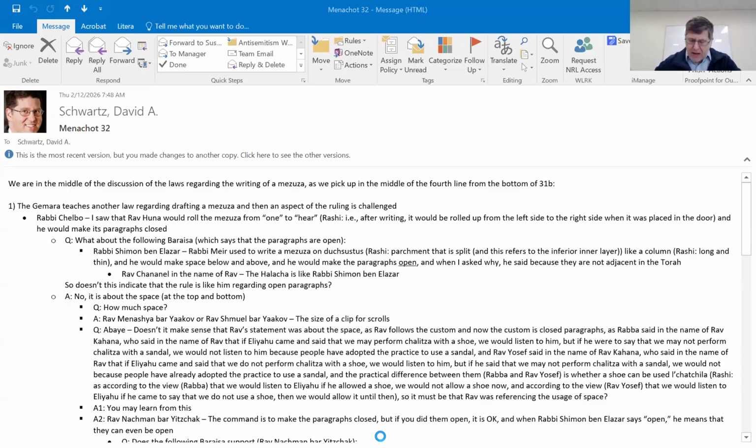So v'osa rebach milamala v'rebach milamata, and he would make some space at the top of the duchsustus and at the bottom of the duchsustus, so that way there would be room for him to work, and you'll see why very shortly. V'osa parashuseha psuchos, and he would make the paragraphs open, not closed. So Amarti lo, and I said to him, Rebbe Matam, what is the reason? This is Rabbi Shimon ben Elazar reporting on what Rabbi Meir did, and asking Rabbi Meir why did he do it?